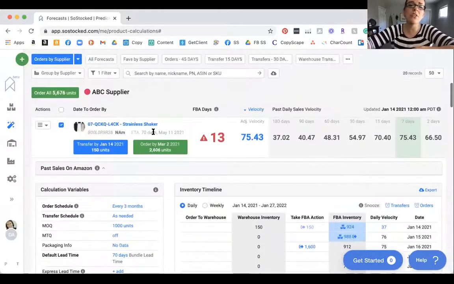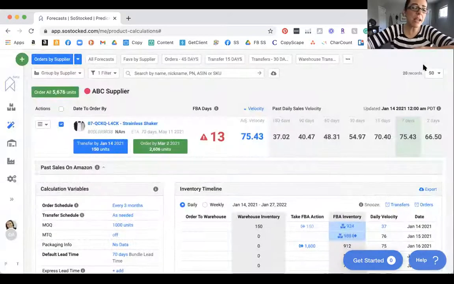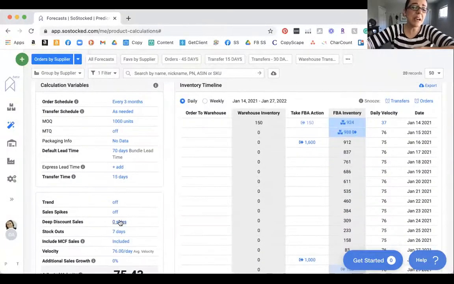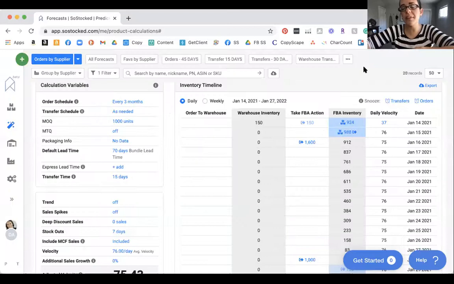The most important thing to know is that you are looking at your average velocity and you're removing sales spikes and stock outs. Deep discounts is also something you would want to remove, such as giveaways. Now, that's not necessarily always something that we are doing anymore. We used to do a lot more giveaways and deep discounts before the Amazon terms of service changed.